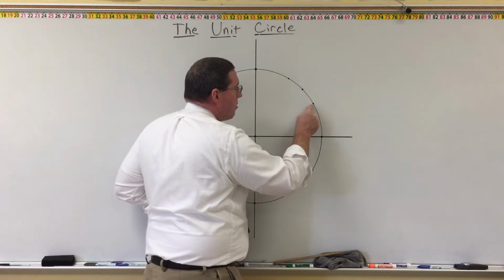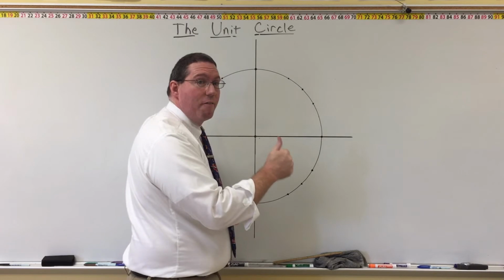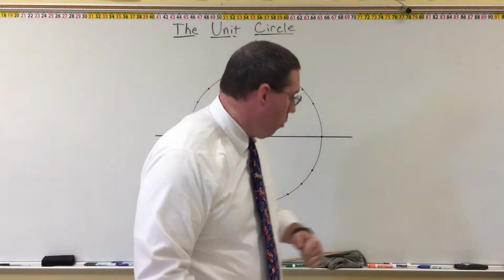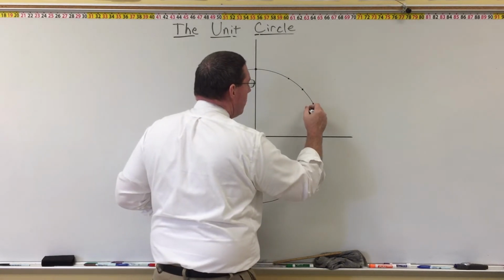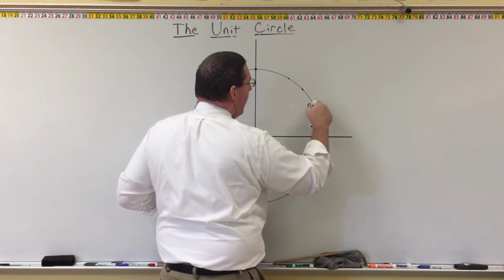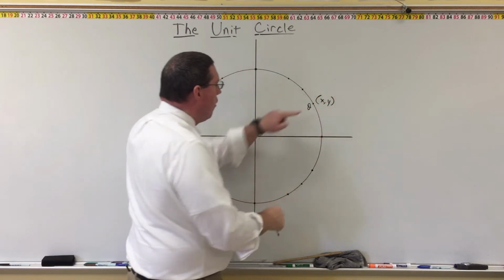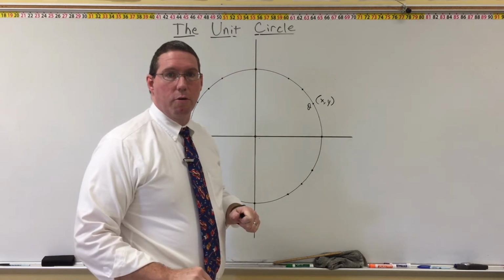So every single one of these points has an angle measure associated with it, and every single one of these points has coordinates, an x, y coordinate. So on the inside, we're going to put the angle measure, theta, and on the outside, we're going to put the x, y coordinates for every single point all the way around the unit circle, okay?